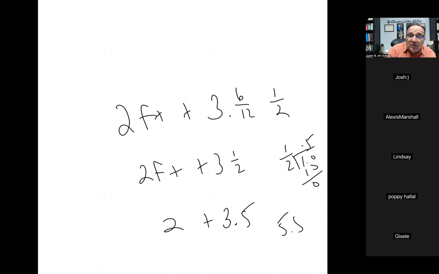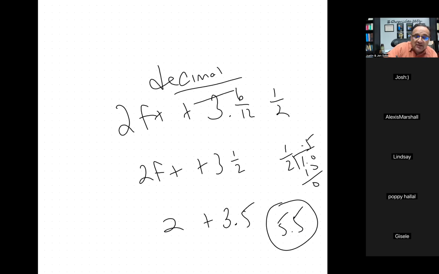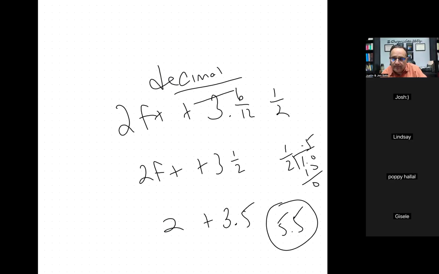Because they've specifically asked me to write it as a decimal, 5.5 is the correct answer. Okay, do you understand that? Thumbs up if you do. Thumbs down if you do not. 1, 2, 3, go.